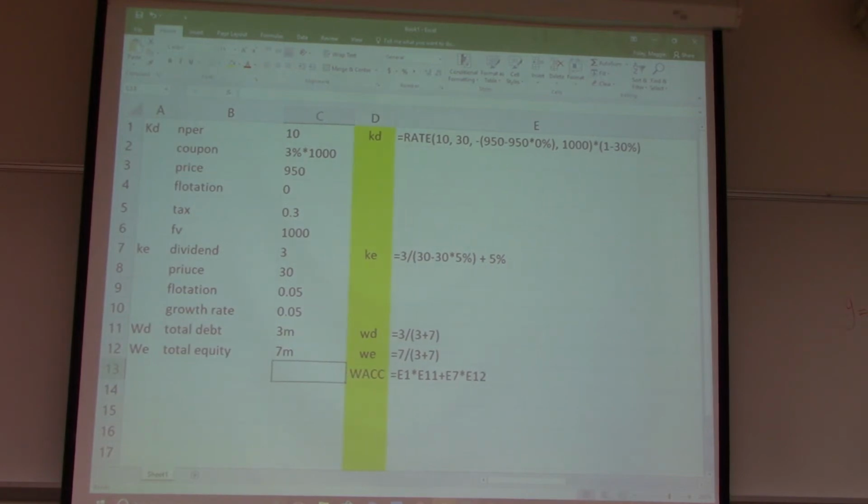Okay. So if you use Excel, you can use it to check your answers. So you guys are stuck somewhere? The coupon has to be the dollar amount of the coupon, not a percentage. And then when you subtract, it has to be the negative of the price. So you put negative, but it's the negative of the net of price and the flotation. It has to be price net of flotation, and then put the negative sign in front.